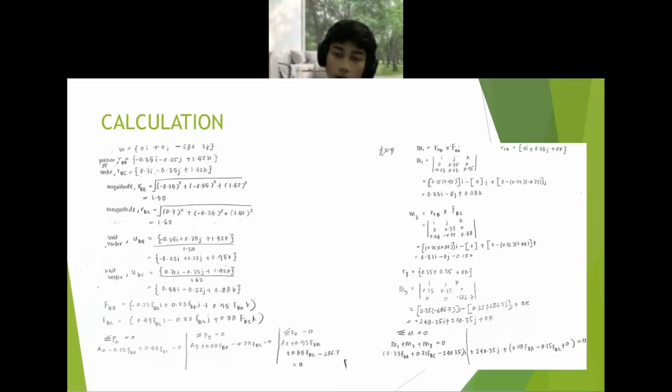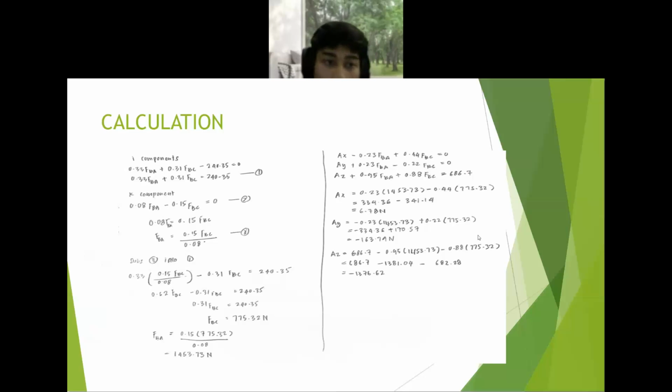Then we also need to find the vector of the gravity, which is 0.35i plus 0.35j plus 0k. After we get all the values of the moments and the gravity, we apply them into the equilibrium equation of moment, which is summation of M equals 0, so M1 plus M2 plus M3 equals 0, and we get the answer as below. Okay, next slide.